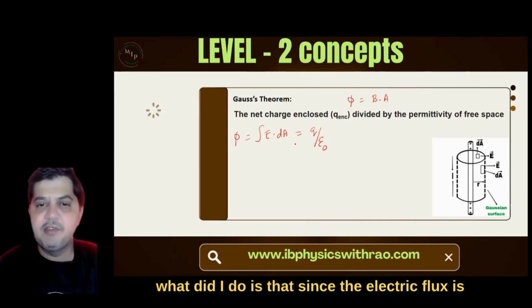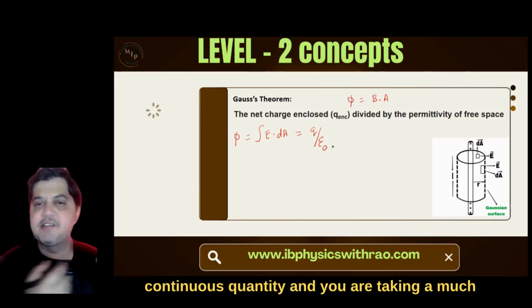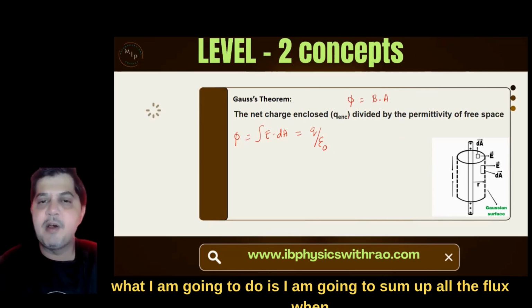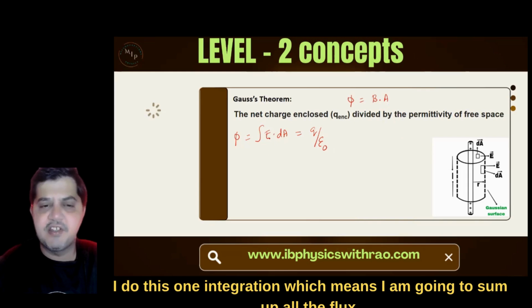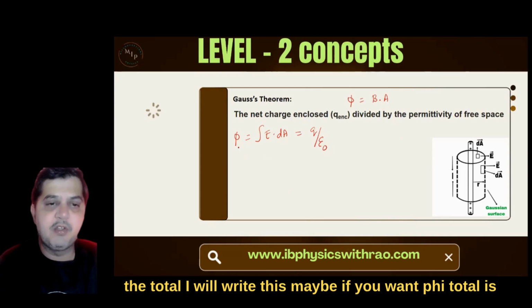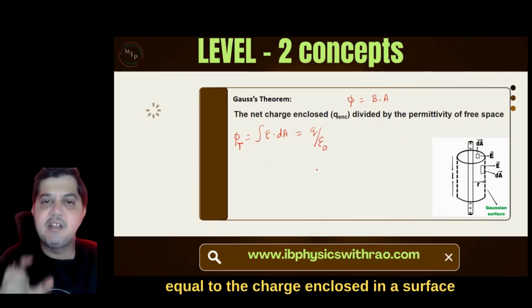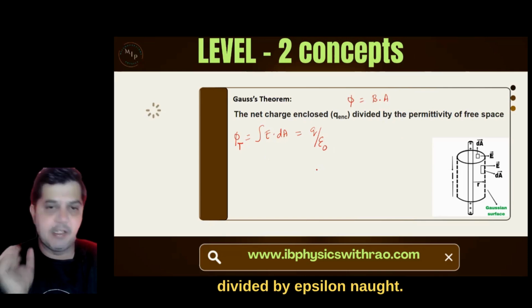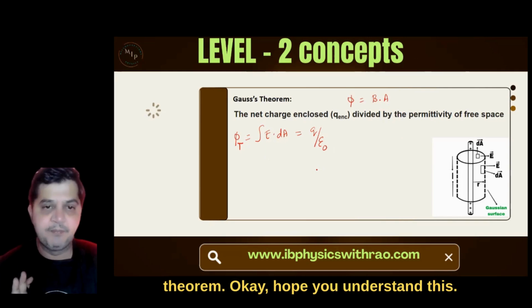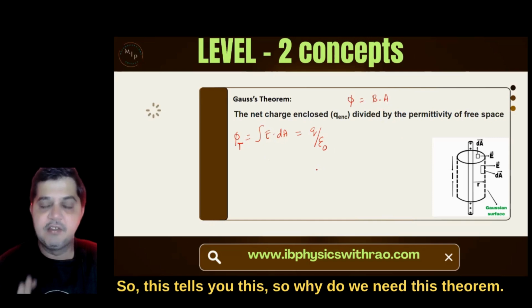So what did I do? Since the electric flux is a continuous quantity and you are taking a much larger conductor, I'm going to sum up all the flux. When I do this integration, I'm taking the total flux over here. I'll write this: phi total is equal to the charge enclosed in a surface divided by epsilon naught. This is what you call the Gauss theorem. Hope you understand this.